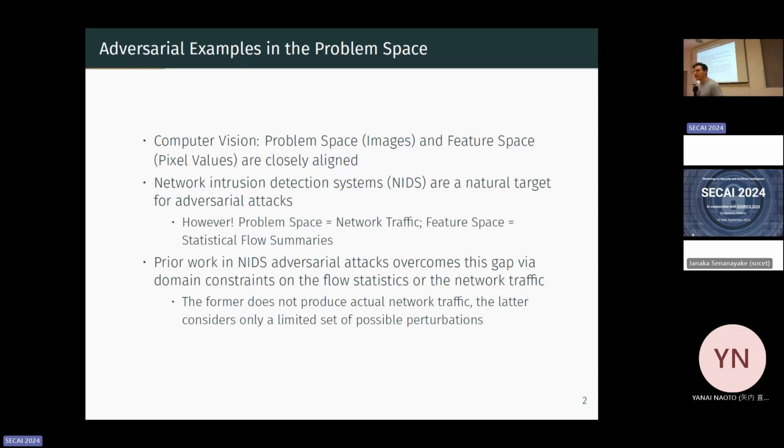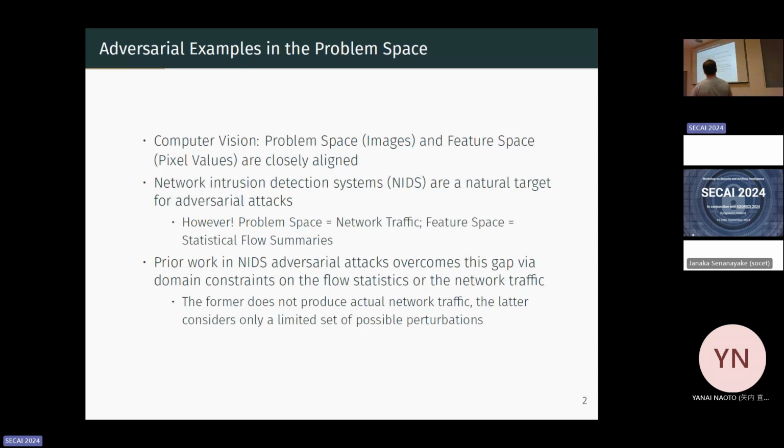They're a very natural target for adversarial examples. These are used to stop malicious actors from accessing your network. But the problem space and the feature space are very far apart. The problem space is your network traffic, your PCAP files, or the raw network packets. The feature space, typically in network intrusion detection, is some statistical flow summary. So instead of operating on packets directly, you operate on the statistical summary of an individual connection, and you say whether those are malicious or benign rather than the individual packets.